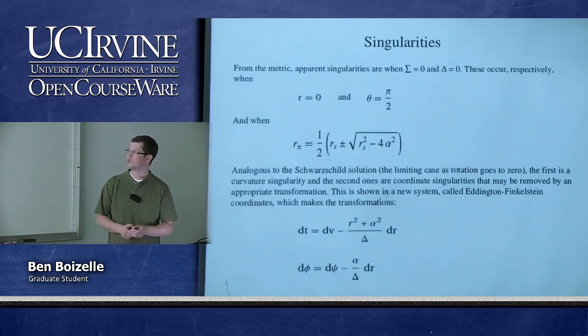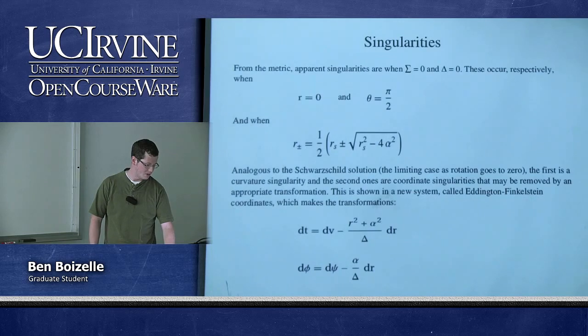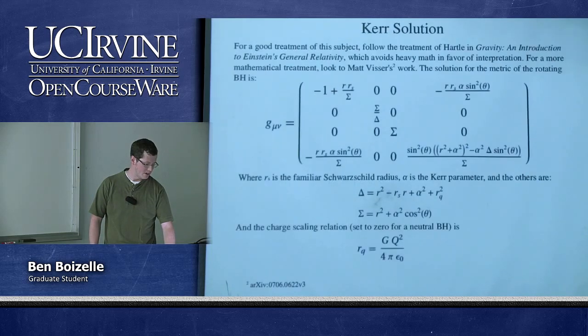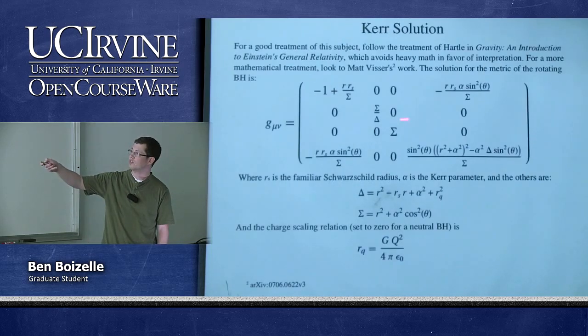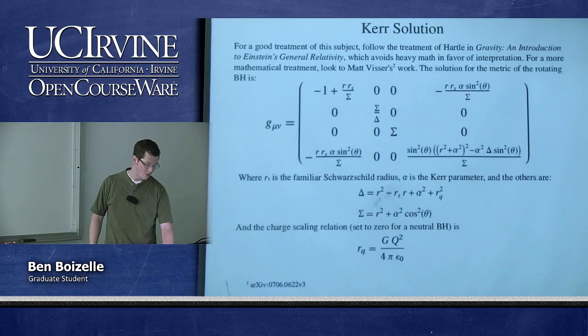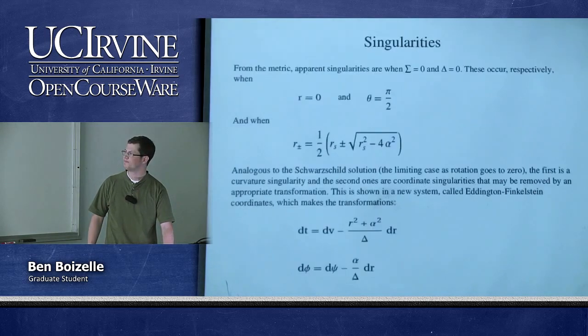We'll get back to that in just a second. If you look back, let me scroll back here. If you look at these terms in the metric, you've got a 1 over delta and a 1 over sigma. And those are possibilities for singularities, either coordinate or curvature singularities in the metric.